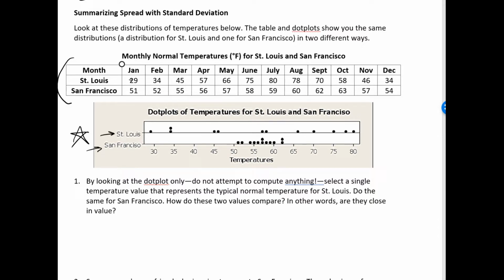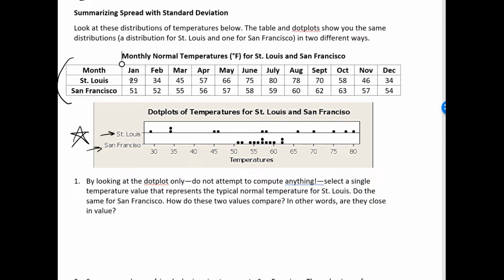So on number one, I want you to consider by looking at the dot plot only, so I don't want you to calculate anything, right? So no calculators, no numbers, just by looking at the dot plot. I want you to eyeball it and try to find one single temperature value that you think best represents all of those normal temperatures.